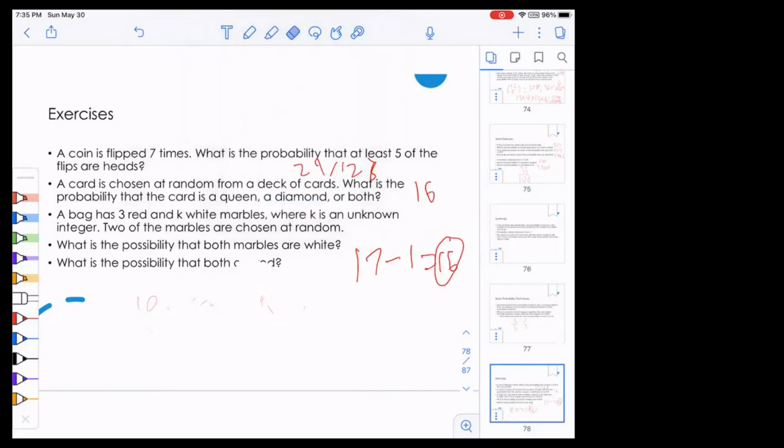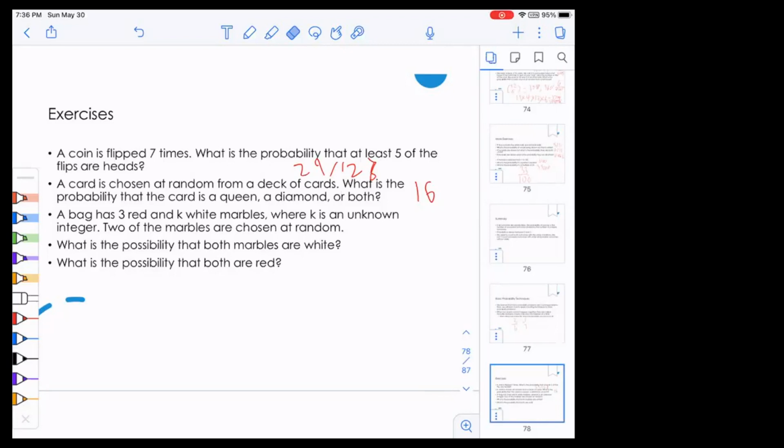All right. So now we have the third one. A bag has 3 red and K white marbles, where K is an unknown integer. 2 of the marbles are chosen at random. What's the probability that both marbles are white? So here we know that we have K white marbles, and we're choosing 2 from K. We need to find the number of successful outcomes and the number of possible outcomes.